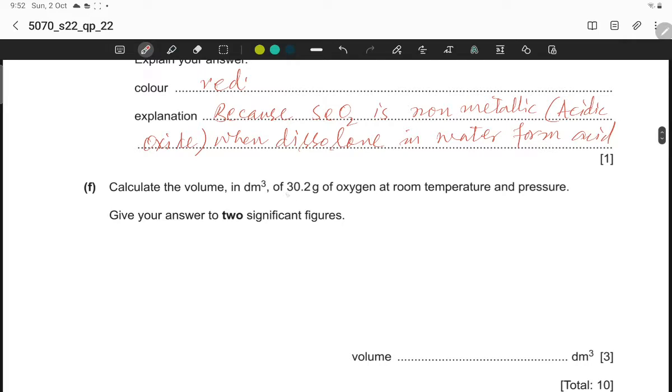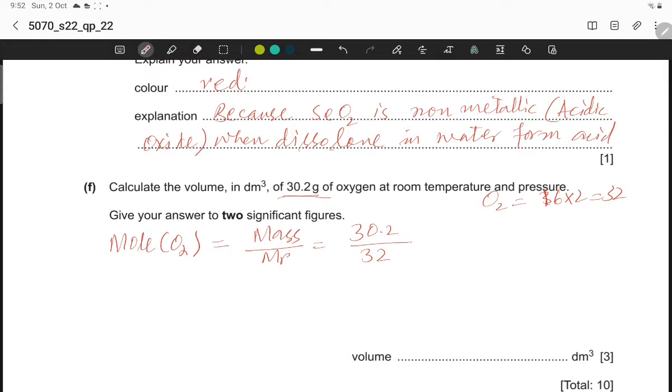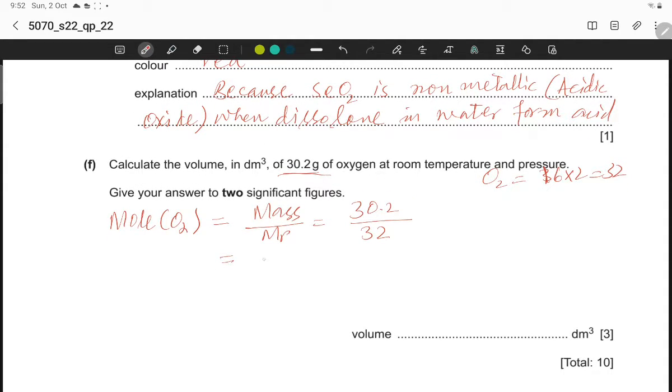Calculate the volume in dm cubed of 30.2 grams of oxygen at room temperature and pressure. Give your answer to two significant figures. So first, this is the mass of oxygen, first converted into moles. Moles of oxygen is mass over Mr. The mass is 30.2 and the Mr of oxygen, O2, is 16 multiplied by 2, which is equal to 32. The moles of oxygen is 0.94375.